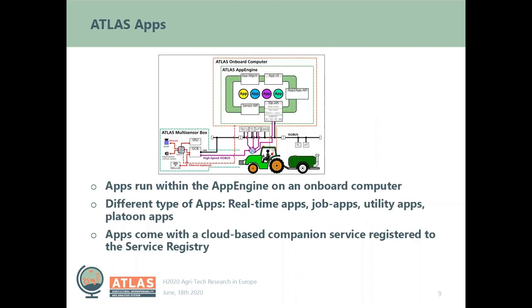And coming to the apps that we actually see in this app engine, we see real-time apps, job apps, platooning apps, etc. They are all for different use cases and all for different purposes. They will all communicate through that app engine with the outer world, either companion services in clouds or machines directly.